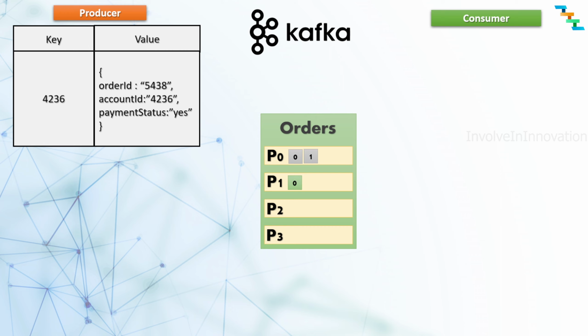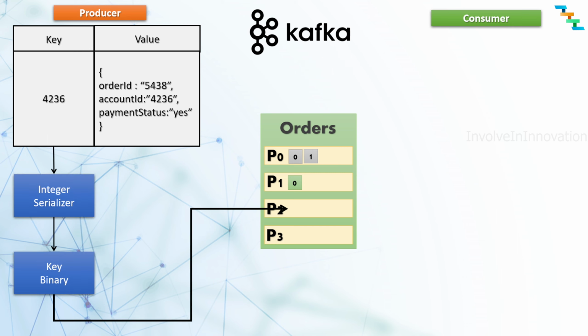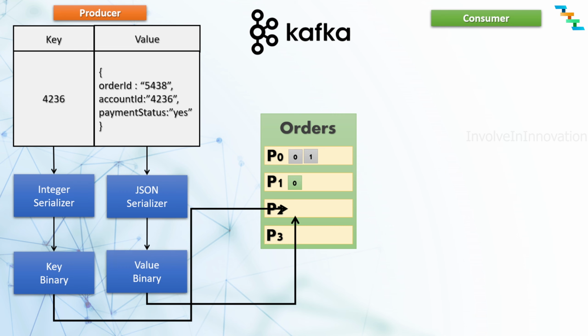This is the key thing to understand because producing and consuming messages from Kafka is the real reason why we use Kafka. Now we will see how the messages are sent to the topic in a Kafka system. Let's say the producer sends the message to the order topic. Here the key is an integer, so we need an integer serializer to serialize this value to a byte array. And the value is JSON, so we need a JSON serializer to serialize the JSON message to a byte array.